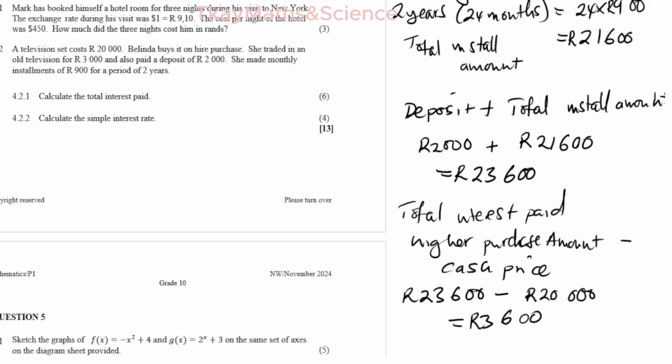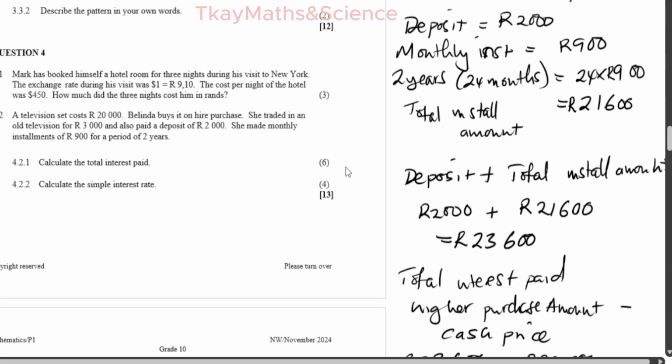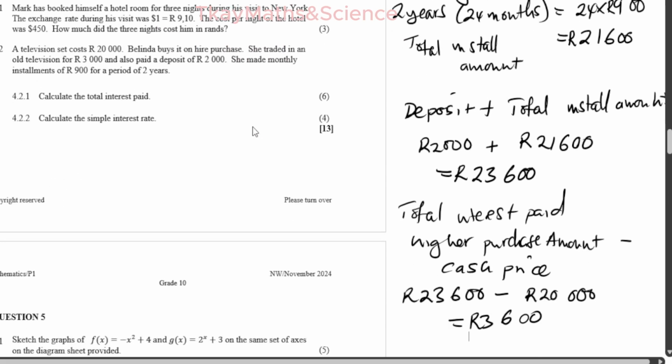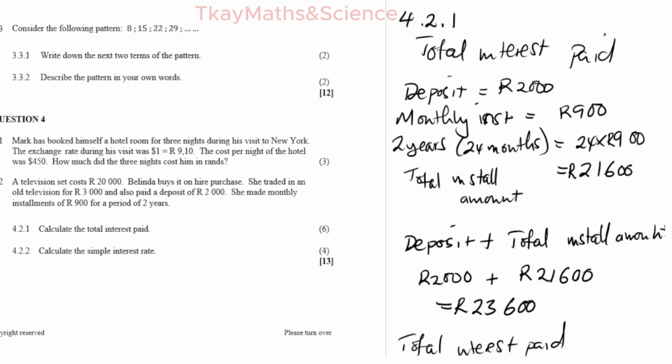Okay, so that is our total interest that is paid on top, if we're going to do the higher purchase. Once we did the higher purchase, it's the cash payment. Okay, so now let's go on to the next, which is to calculate the simple interest rate.